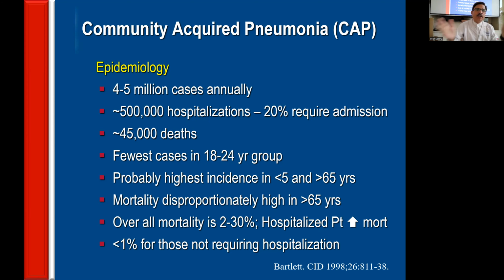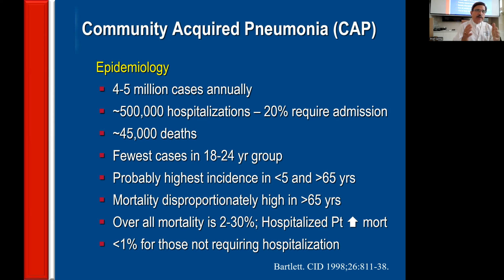Pneumonia is a fatal disease, 45,000 deaths, both in the very young and in the elderly. At the extremes of age, the mortality is high; there are very few cases in 18 to 24 years. Probably the highest incidence is in those less than 5 and more than 65. Mortality is disproportionately high above 65 years. Overall mortality is 2 to 30%, depending on the age of the patient. In those not requiring hospitalization, the mortality is less than 1%. Suppose you are able to treat the patient at home.